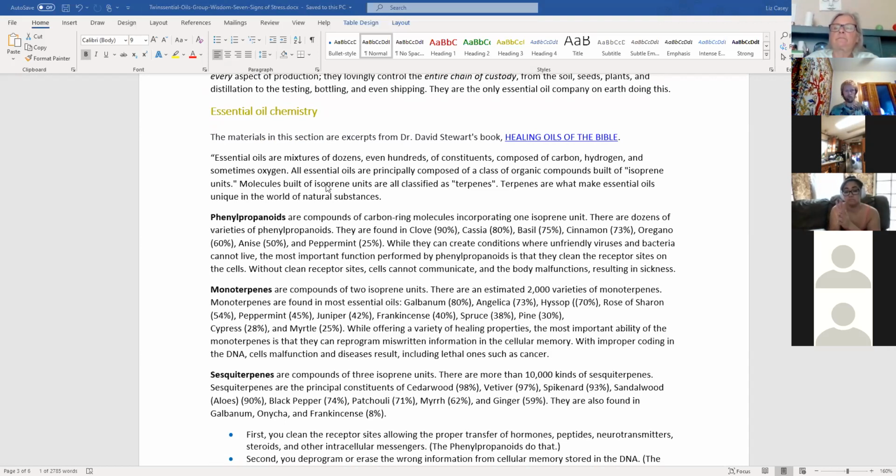And so if you clean those cell sites off, that cell can then receive the nutrients that it needs. So the food that you're eating, if your cells are all gunked up, yeah, some of it's getting in there, but not enough. And what's so astounding about the phenylpropanoids is they come right along and they clean that off. Some people end up having a reaction to essential oils when that happens because they're having a little mini healing crisis or a little detox.